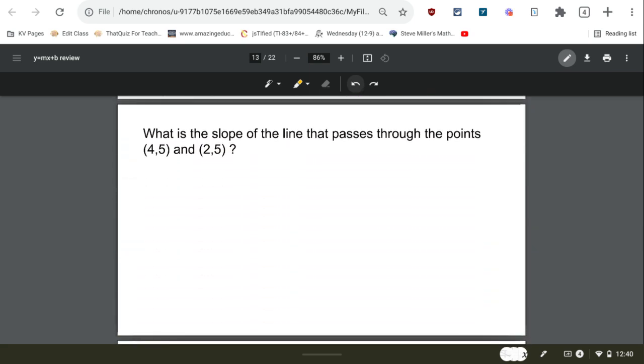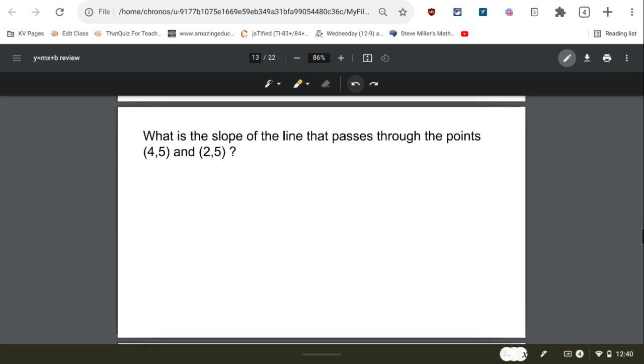What's the slope of the line that passes through those points? The answer is 0. (4, 5) is about right here. (2, 5) is about right there. And notice that that's a horizontal line, so it's got to have 0 slope. If you did the slope formula, you're going to get 5 minus 5 for your top number, 4 minus 2 for the bottom, and 0 divided by 2 is 0.